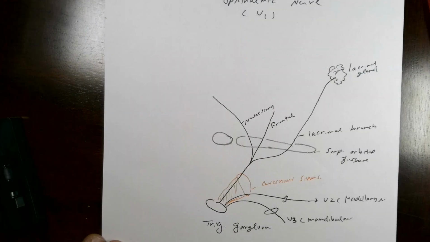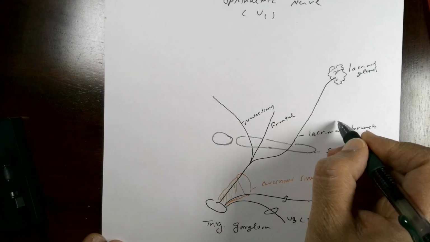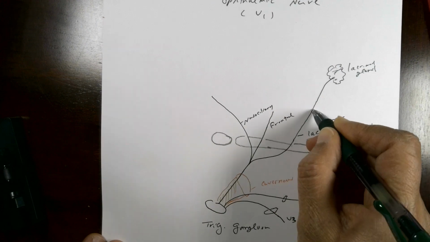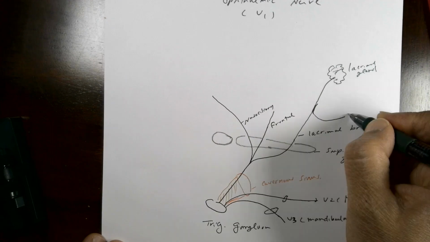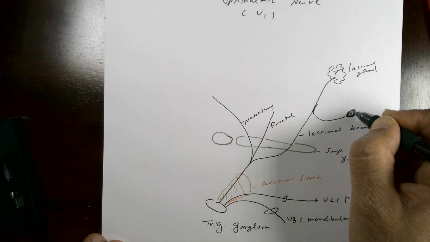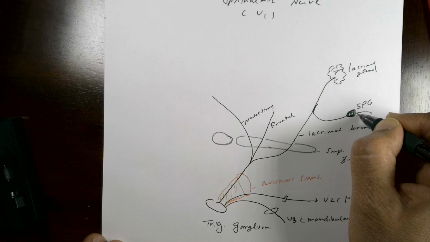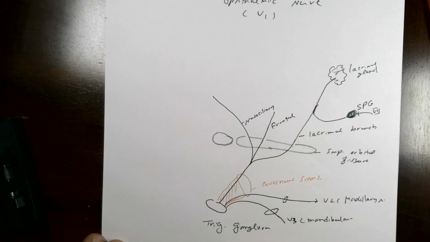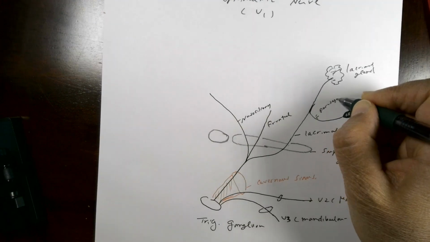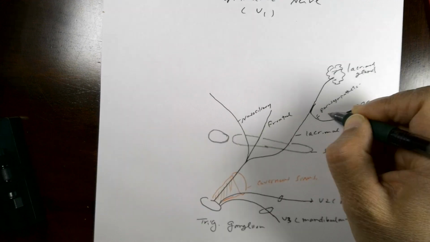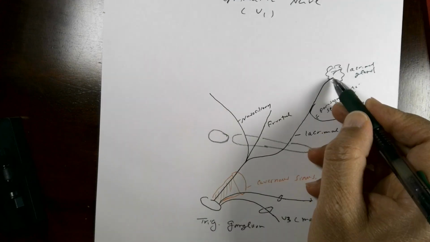The lacrimal branch of the ophthalmic receives a communicating branch coming from the zygomatic nerve of the maxillary, and originally this is the postganglionic fiber of the sphenopalatine ganglion, which originally is preganglionic coming from the facial nerve, cranial nerve number 7. This is parasympathetic secretomotor fibers to induce secretion of the lacrimal gland.